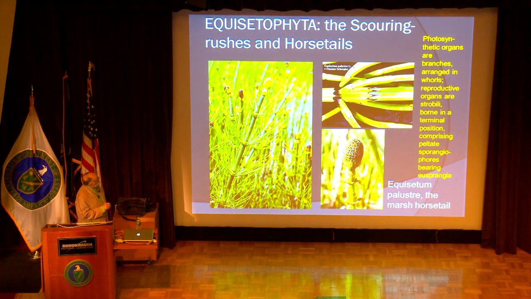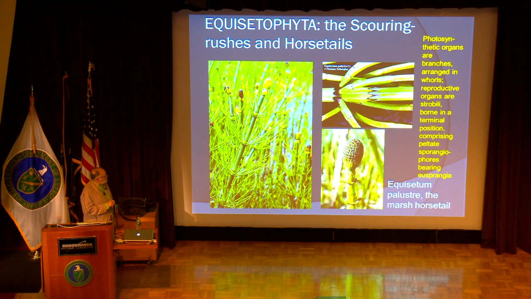And here are the horsetails, or scouring rushes, Equisetophyta. And they have whorled branches. The leaves, the microphylls, are vestigial, and their photosynthesis occurs in the branches themselves. The vestigial microphylls look like this. They're fused together, and the branches, as you can see, are photosynthetic.